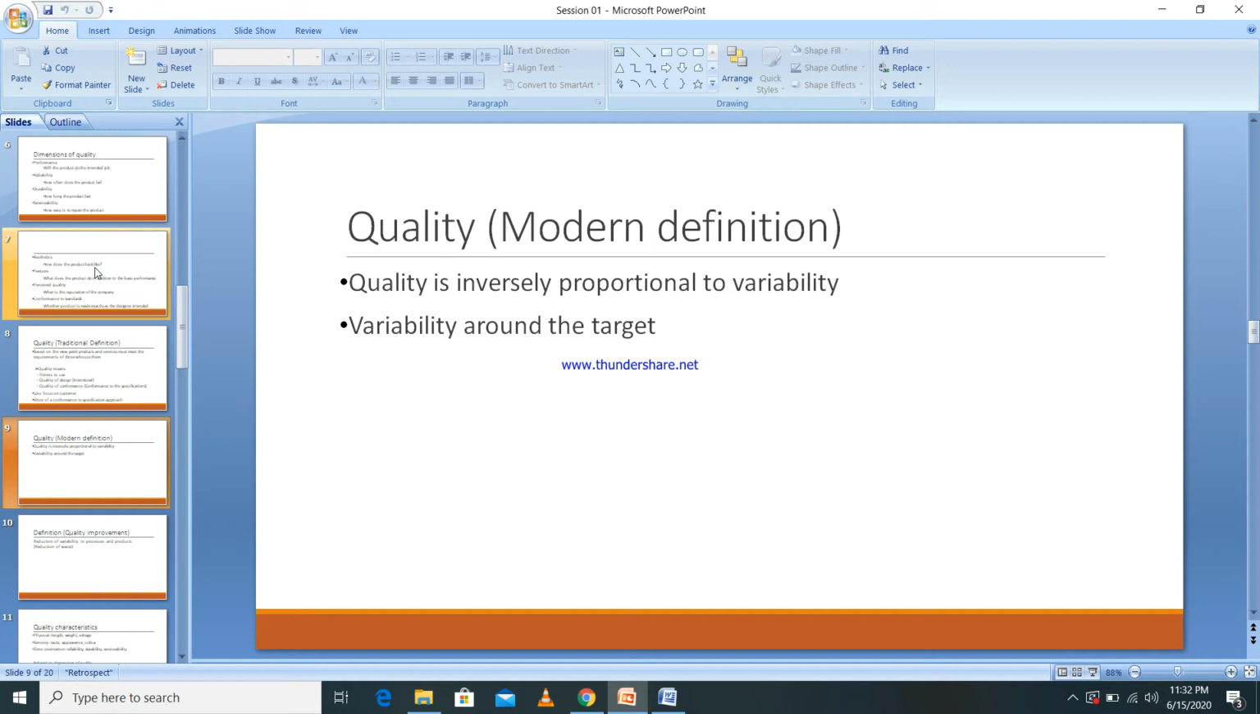If the variability around this target value is high, quality is low. If the variability around this target value is low, quality is high. That's the meaning, right? So that is the modern definition. I will explain what this target value is in the next slides. So what you have to understand is, if the variability of the target value is high, quality is low. If it is low, quality is high, and vice versa.